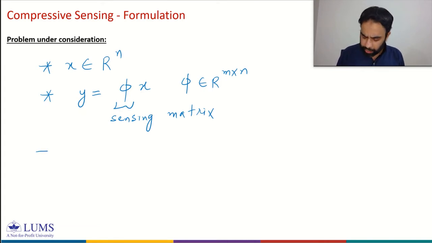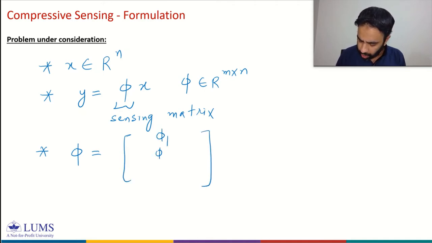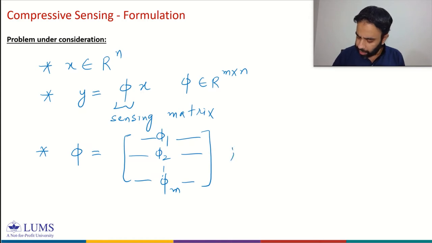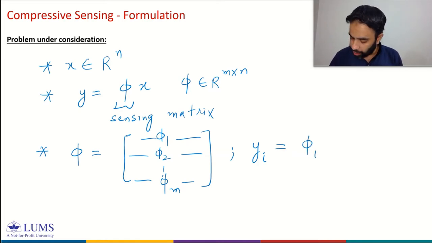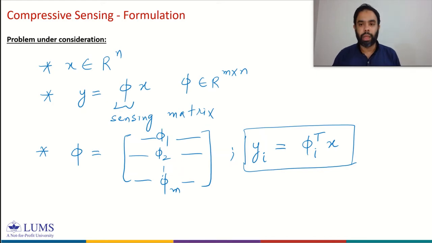Okay. So if I define this phi using its rows, we say phi has m number of rows, phi 1, phi 2, and phi m. So we can define that the ith measurement, or the ith signal we have, yi, is given by a projection of x on the ith row of the sensing matrix.